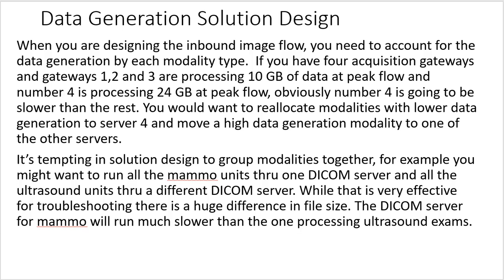When you're designing the inbound image flow, you need to account for the data generation by each modality type. If you have 4 acquisition gateways, and gateways 1, 2, and 3 are processing 10 gigabytes of data at peak flow, and number 4 is processing 24 gigabytes at peak flow, obviously number 4 is going to be slower than the rest. You would want to reallocate modalities with lower data generation to server 4 and move a high data generation modality to one of the other servers.